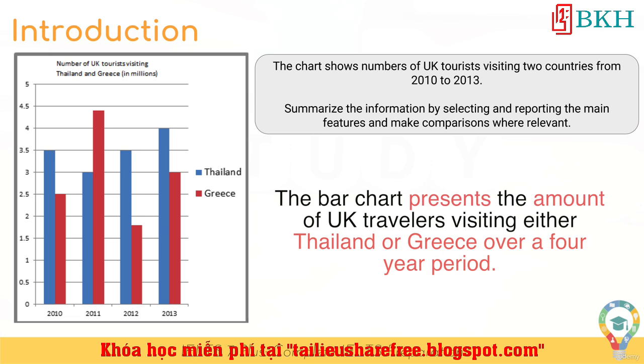into bar chart present. I then changed numbers to amount and UK tourists to UK travellers. My last big change was in the final part of the sentence. I gave the name of the two countries and said it was over a 4-year period instead of 2010 to 2013. I hope you can see that synonyms are super useful in creating your introduction.